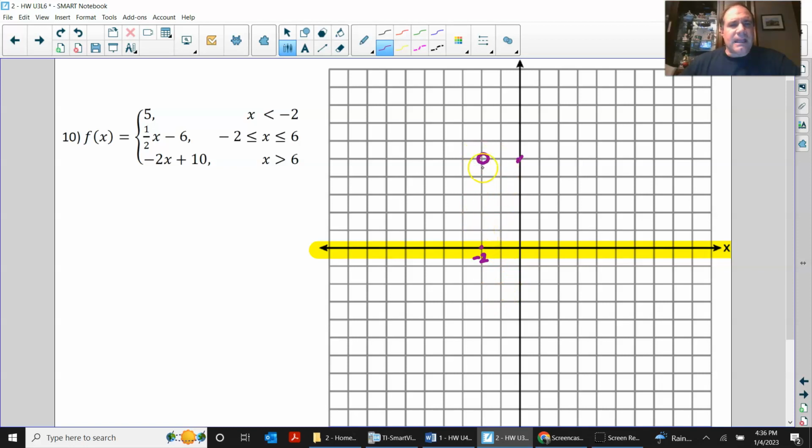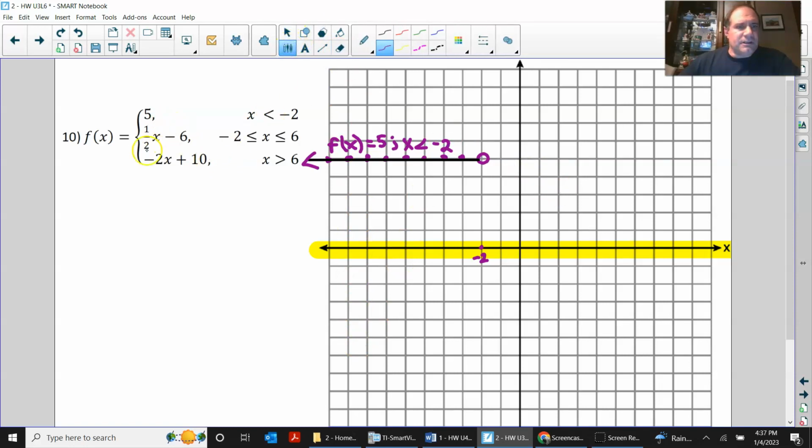Nice open circle. And we're going to just put points. If we were graphing this whole line, y equals 5, we would continue the points all the way across. But since they only want where x is less than -2, we just want this part. And this is f of x equals 5, semicolon, x is less than -2.